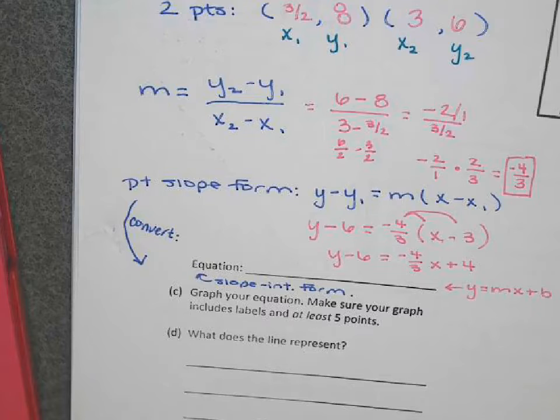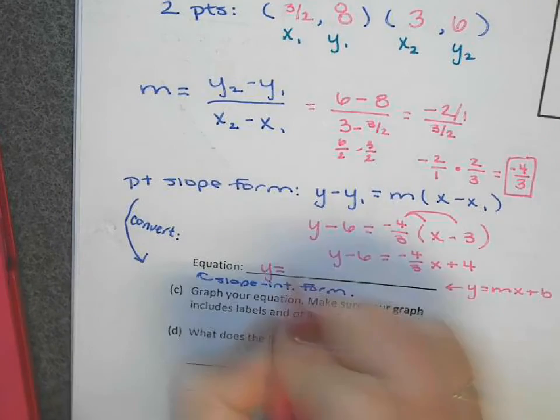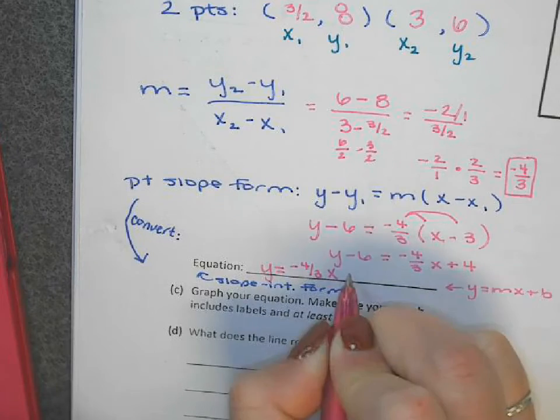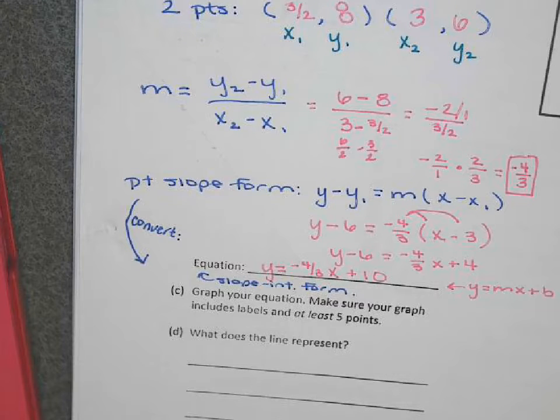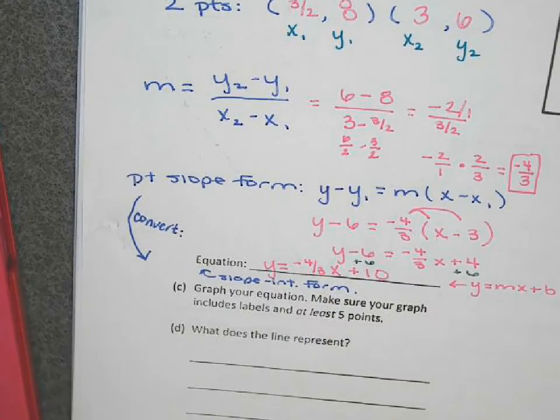And then what do you have to do? Add 6 to both sides. When I add 6 to both sides, I'm going to have y by itself. Negative 4/3 x. I'd have 6 and 4 is 10. So y equals negative 4/3 x plus 10. I can write in that plus 6 too if you want. So we wrote the equation.